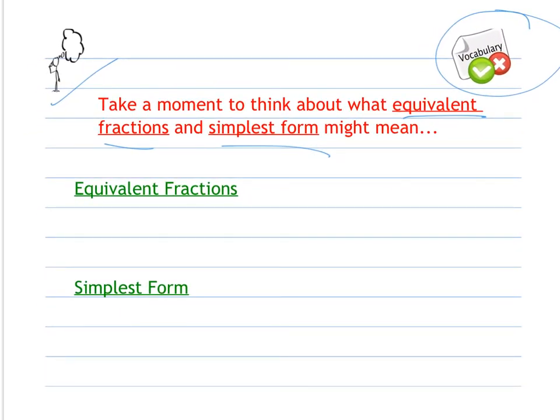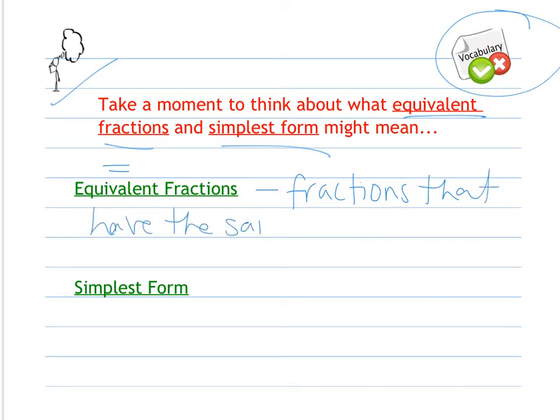So, equivalent fractions. When we hear the word equivalent, we think equal. Fractions are fractions. So, equivalent fractions are fractions that have the same value. For example, even if I just had, say for example, 2 over 2 is equal to 1, that's the same as if I had 10 over 10. Those are both equal to 1.